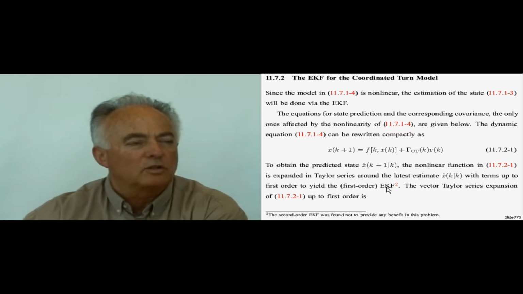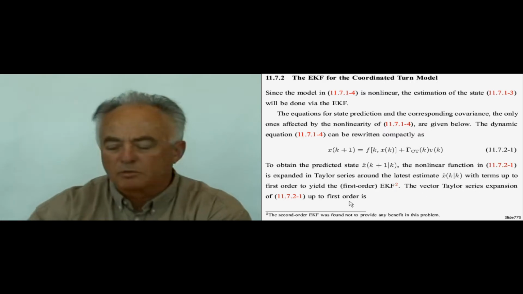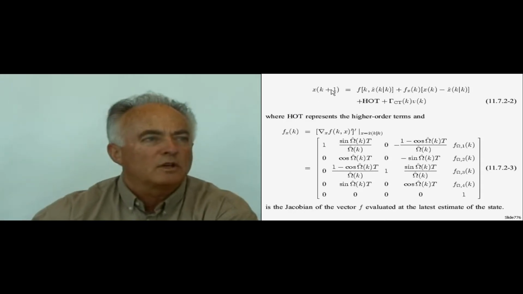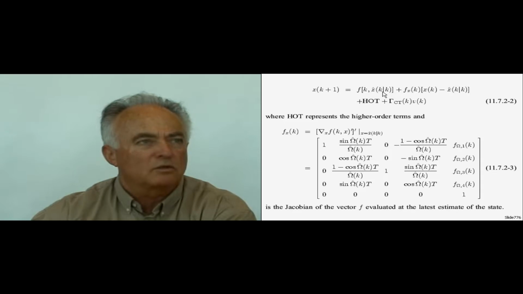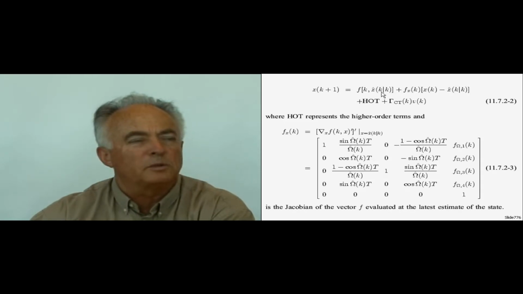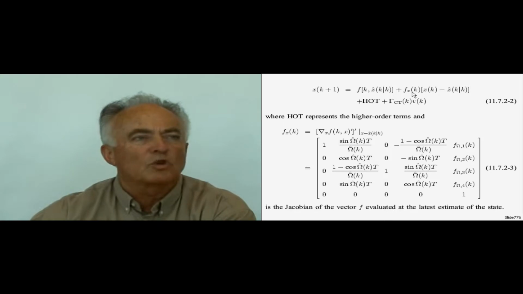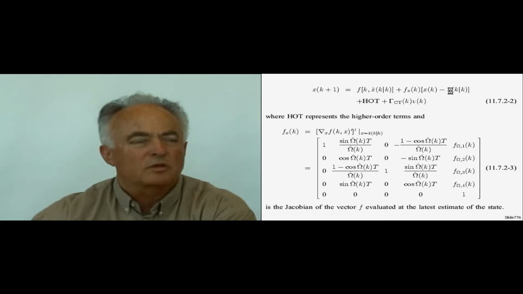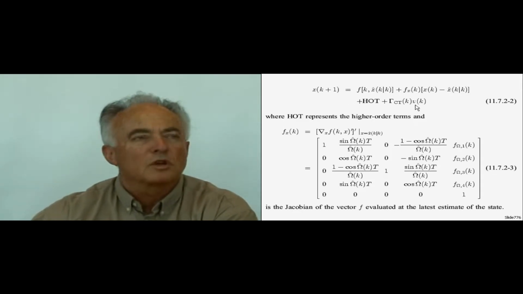It turned out that in the implementation, a second order EKF showed absolutely no improvement. So the Taylor series expansion up to first order from which we start is x k plus 1 is f of x hat kk, so there's a 0th order term evaluated at the previous estimate, times the Jacobian multiplying the difference between x and the previous estimate, so there's an error in the previous estimate, plus higher order terms beyond first order, plus the process noise, which is really a gamma gain, noise gain times v.